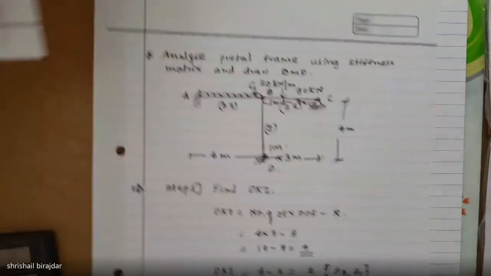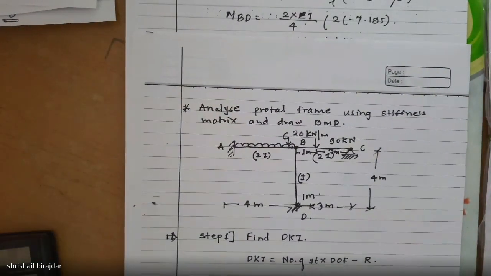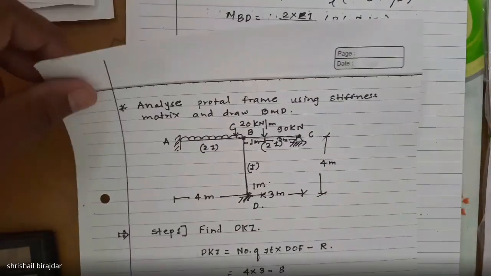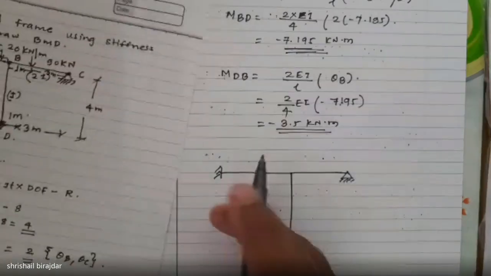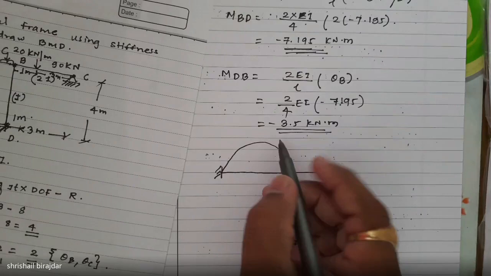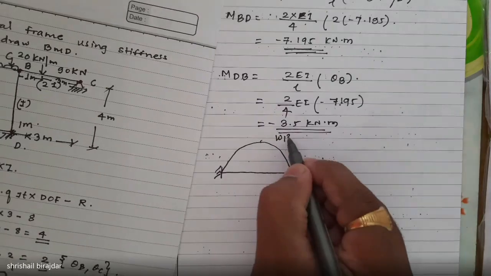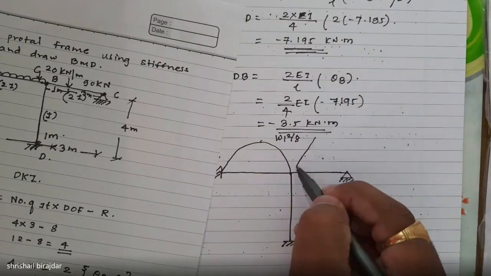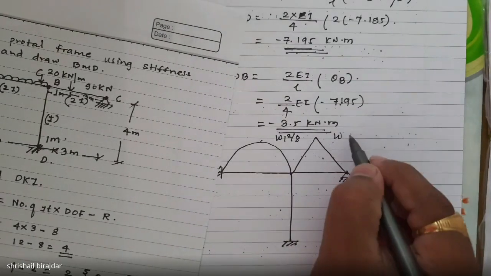This is the problem which has a 20 kilonewton per meter UDL, and a 90 kilonewton load available 1 meter from the B support on the span BC. So you just directly draw the bending moment diagram. Exactly, we get a parabolic shape, W square by 8, and for the eccentrically placed load you will get the bending moment diagram. This is a standard case we already studied in our previous lectures.